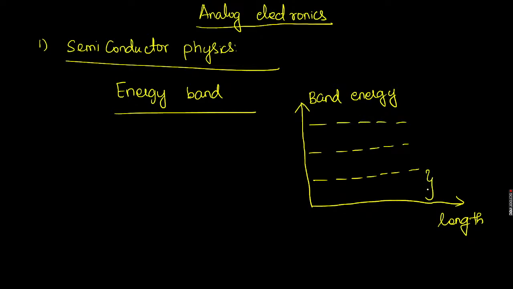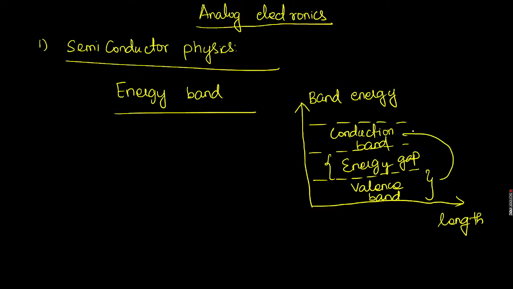Region number 1 is called the valence band. Region number 2 is called the forbidden energy gap. That is the energy gap between two bands, right? So that is the energy gap. Region number 3 is the conduction band. Usually electrons will go from where? Valency band to conduction band.